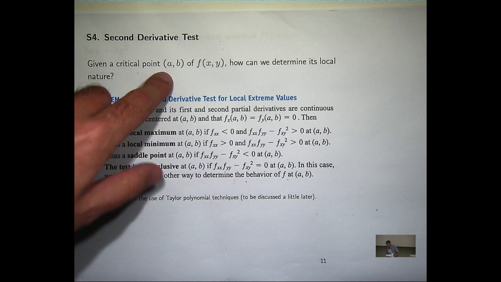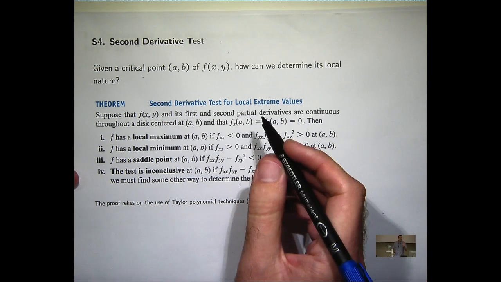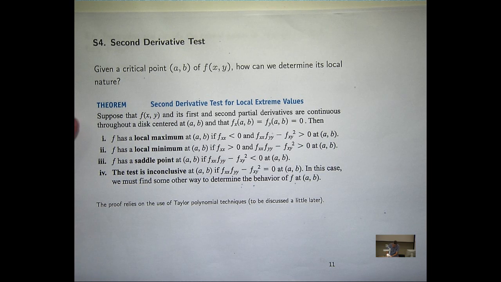Suppose (a, b) is a critical point of a function of two variables. How can we determine the local nature of that critical point? Does that critical point lead to a local max, a local min, or something in between, a saddle point? So the second derivative test is quite useful for this. It doesn't cover everything, but it's quite useful.